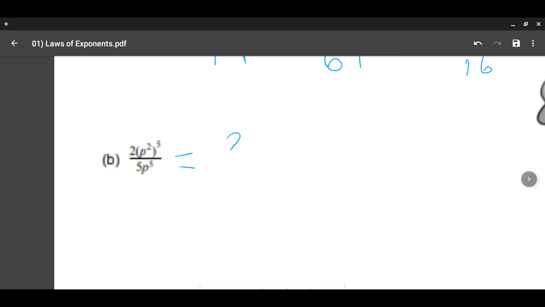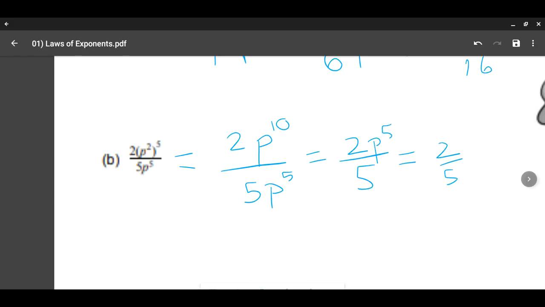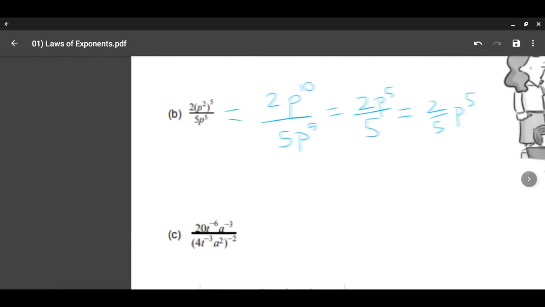Okay, at this point you've tried B and C. So anything with parentheses, I would simplify that first. So 2 to the fifth becomes 2 times 5. And then here, the 2 and the 5 are not like bases, so they have to stay as is. And then 10 minus 5 is 5. So you could either keep this in the numerator because it's a positive exponent, or an equivalent statement would be 2/5 p to the fifth.